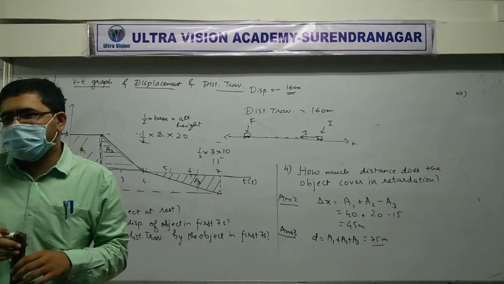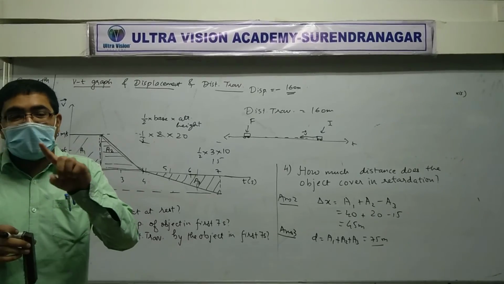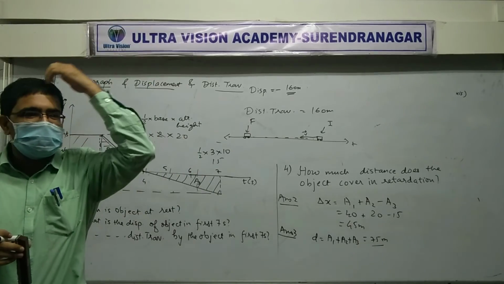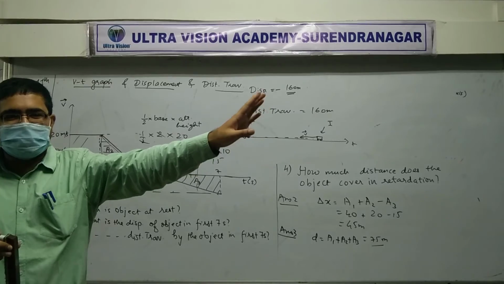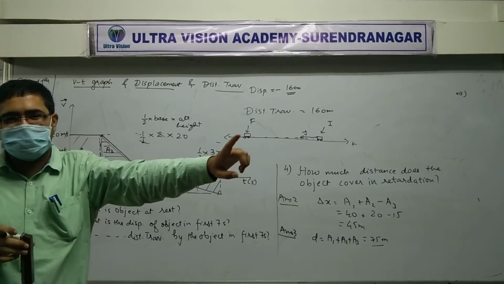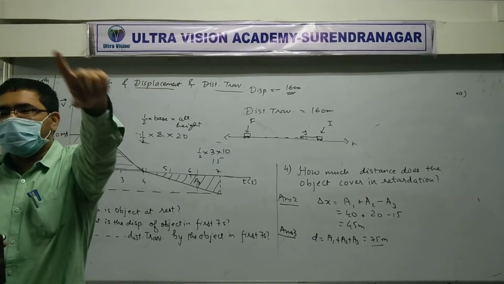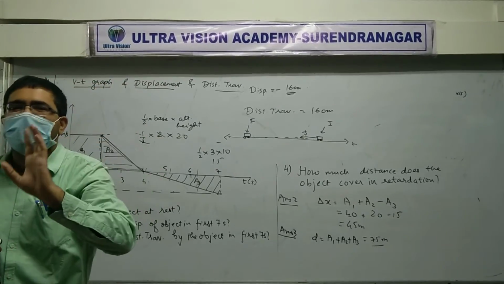Raise your hand. What is the meaning of retardation? I am not asking you when does retardation occur. I am asking you what is the meaning. Velocity and acceleration are opposite. No, that is not the meaning of retardation. Whenever some object has a decrease in speed, then that is called retardation.